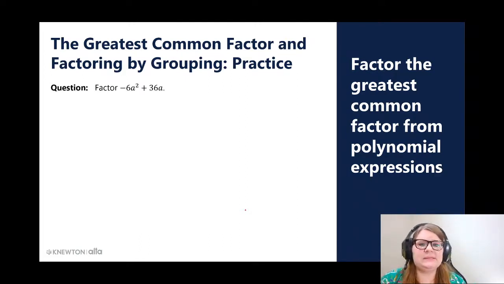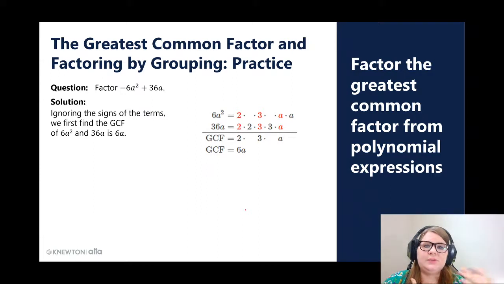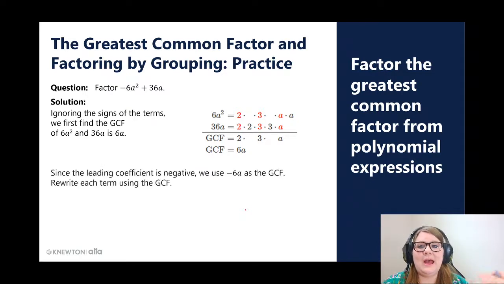Notice in this case that it's negative 6a squared plus 36a. So when we're doing this, we're going to pretend like everything's positive just for the splitting up part, the prime factorization. So 6a squared, I'll do 2 times 3 times a, and 36a, I'll do 2 times 2 times 3 times 3 times a. And I can carry down my common factors, I multiply them together, and I get that my GCF is 6a.